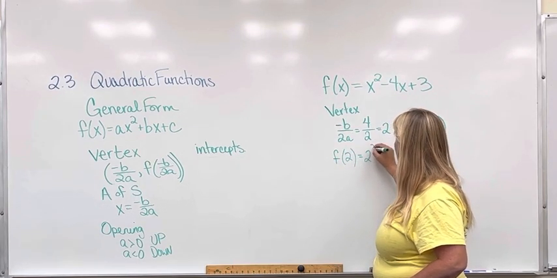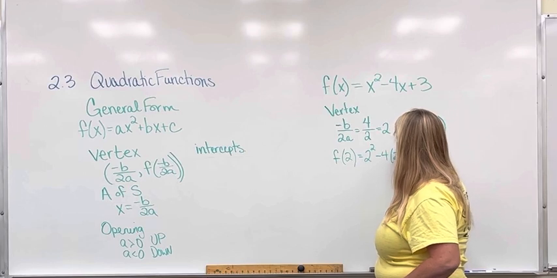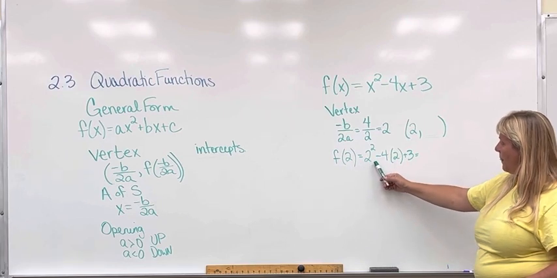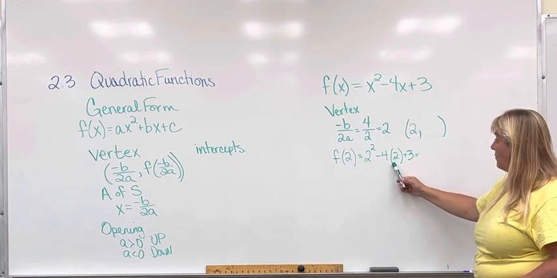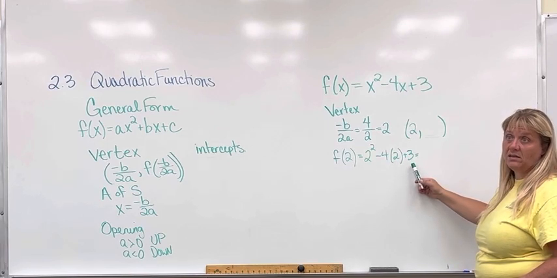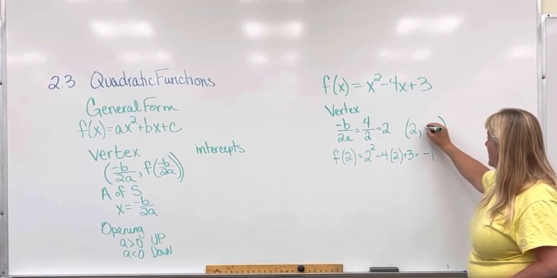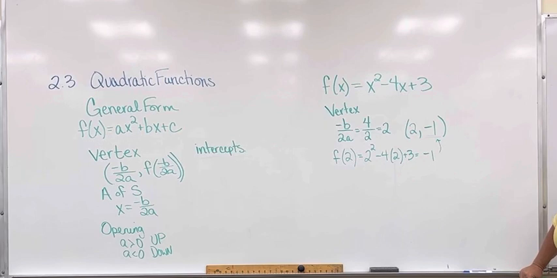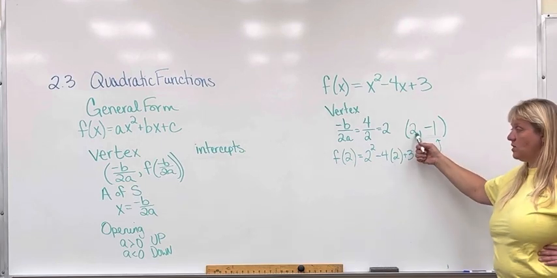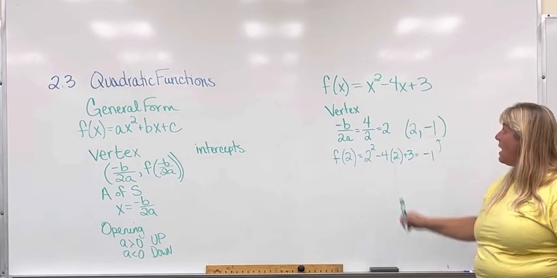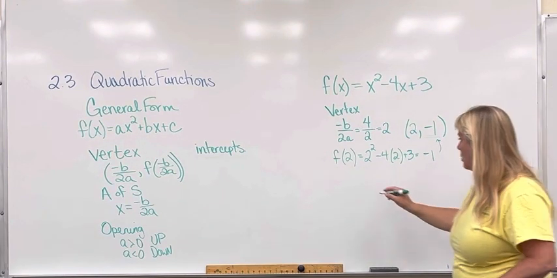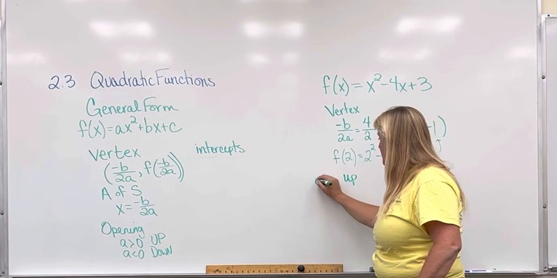So we're going to go 2 squared minus 4 times 2 plus 3. That's going to be 4 minus 8, so we're at negative 4, and then plus 3, so we're at negative 1. So that goes right in there. So our vertex is going to be the point 2, negative 1. Now, our axis of symmetry is just going to be that line running through the vertex. And by looking at this one, the parabola is opening up, correct? Opens up. Oh, I forgot the opens up.